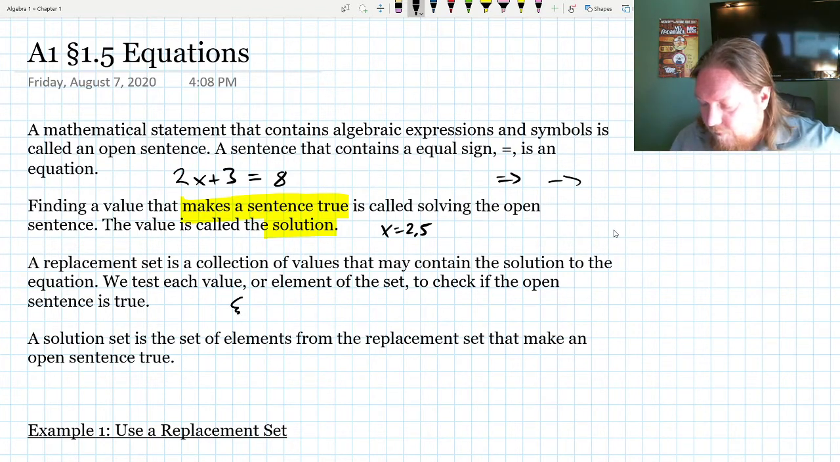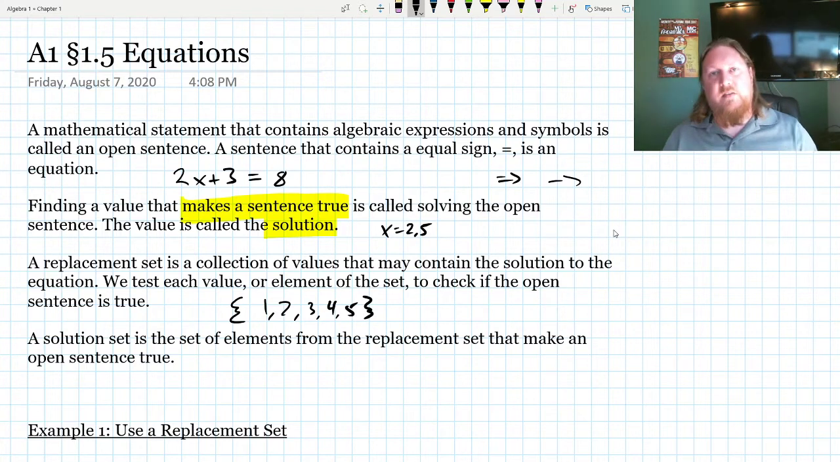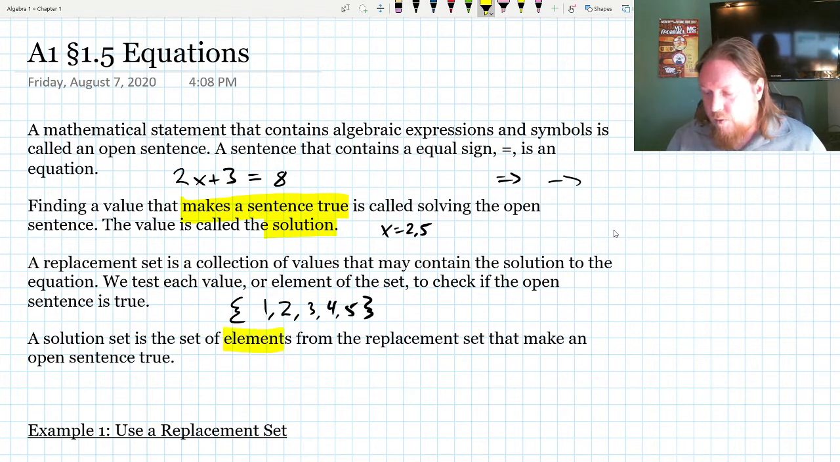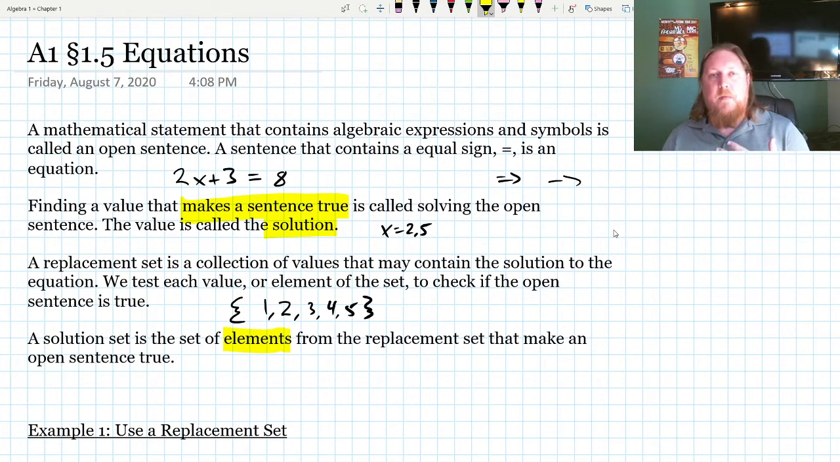But you see things like 1, 2, 3, 4, 5, just a list of numbers in a set. And that's what a replacement set is. The solution may be in there, it may not be in there. Each one of the numbers inside of it are called elements. Like 2 is an element of the replacement set. And so we're just trying to find any of those elements that make the statement true, and those will become our solutions.